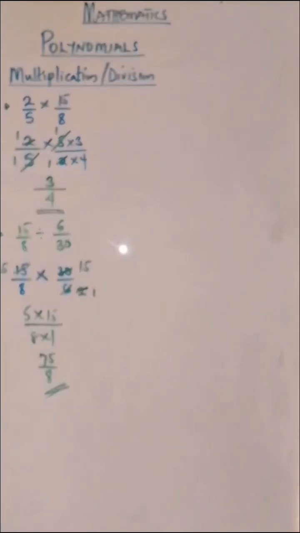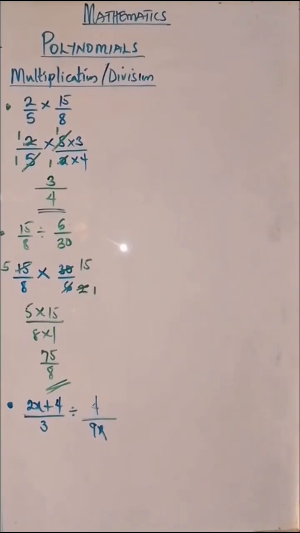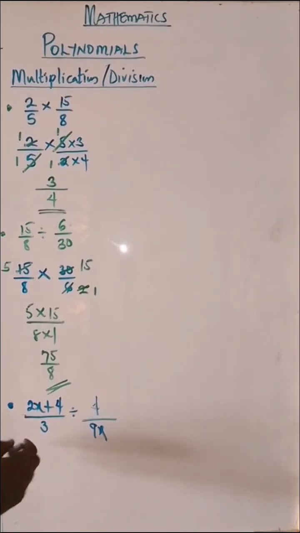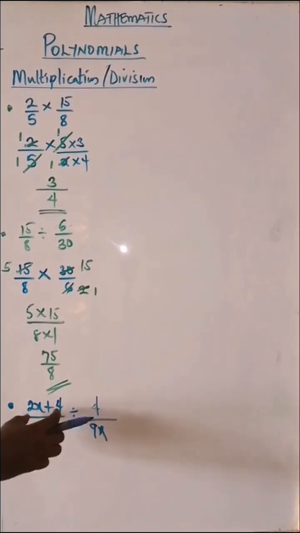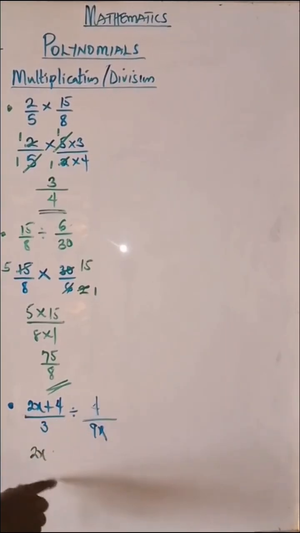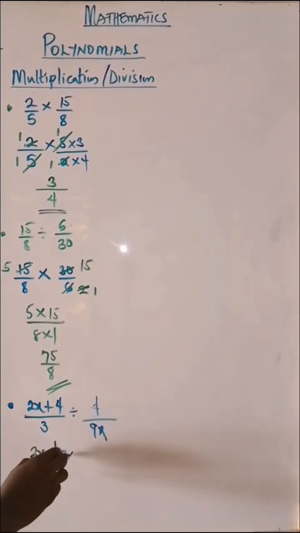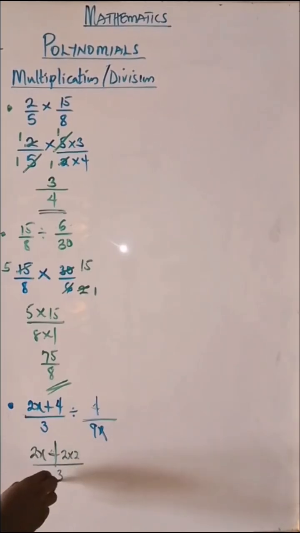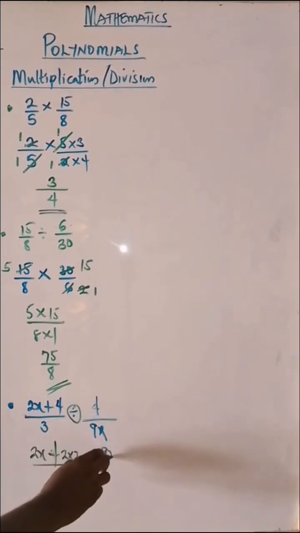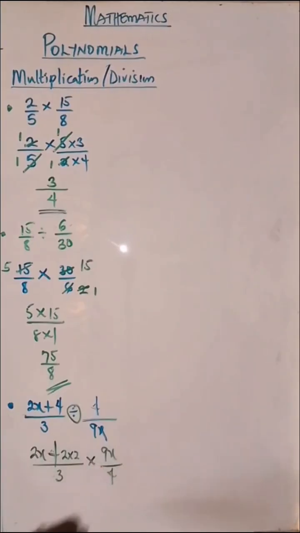In this case, linear x. Now look at this question. 2x plus 4 over 3 divided by 4 over 9x. So what are you going to do? We can just write. Now first, let's observe. When we observe here, I have 2x. And this 4 is actually 2 times 2 over 3. I'll turn this into times. Then it turns to 9x over 4.